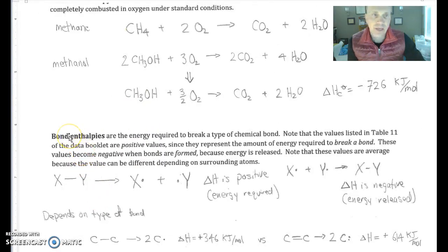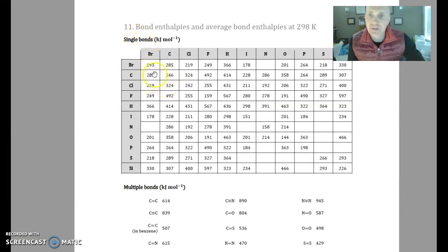And the last type of enthalpy that you're going to be responsible for knowing is what are called bond enthalpies. And this is a little bit abstract, because the types of reactions that we're going to be showing here are not types of reactions that are easy to do directly. All right. So essentially, what a bond enthalpy is, it's the energy required to break a type of chemical bond. All right, and these values are listed in table 11. Okay, this is table 11 of the data booklet.